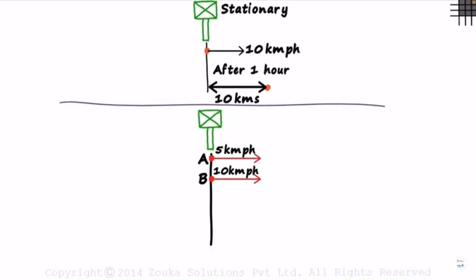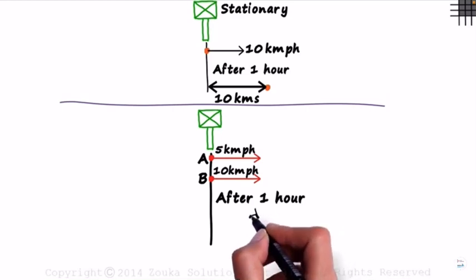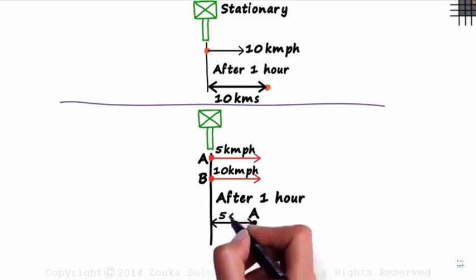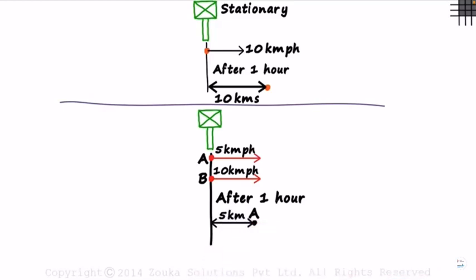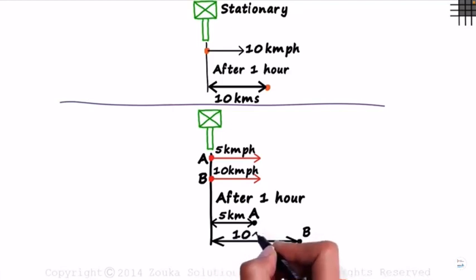Let's zoom out to make some space here. To know the relative speed, let's look at their positions after 1 hour. Don't forget, they leave at the same time. So A will be somewhere here, 5 kilometers away from the starting point. That's because A travels at 5 kilometers per hour. And as B travels at 10 kilometers per hour, it will be somewhere here, 10 kilometers away from the starting point. Now I had asked you the speed of B relative to A.